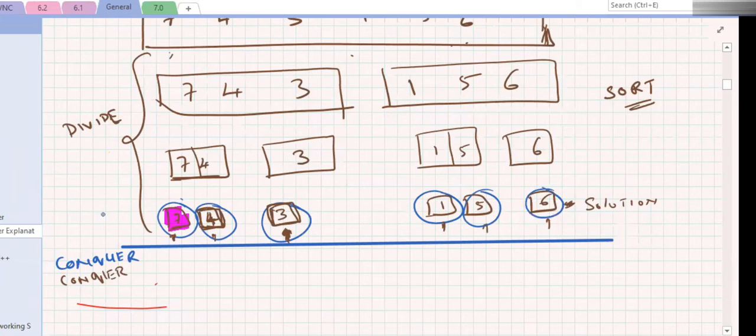Now I go back to this step. So this step, yes, solution found. Now I go back to this step, right? Now I take 7 and 4 together. Now tell me, is this array sorted? No, ma'am. So here we need to solve the problem.